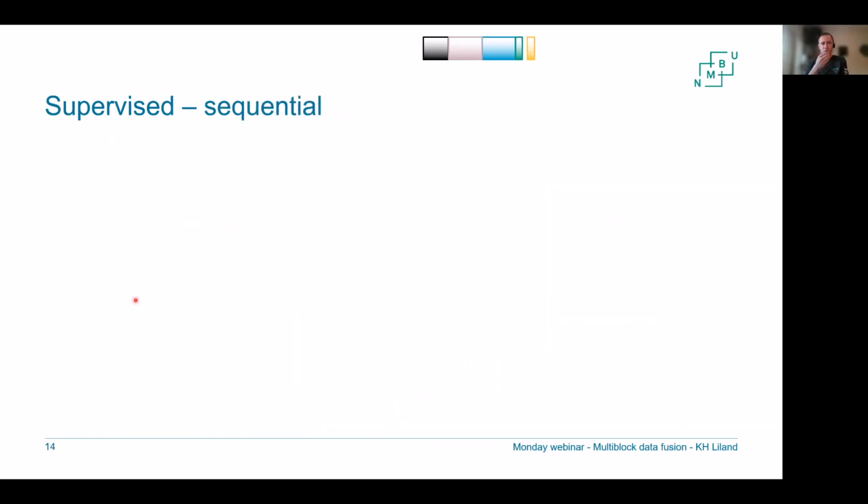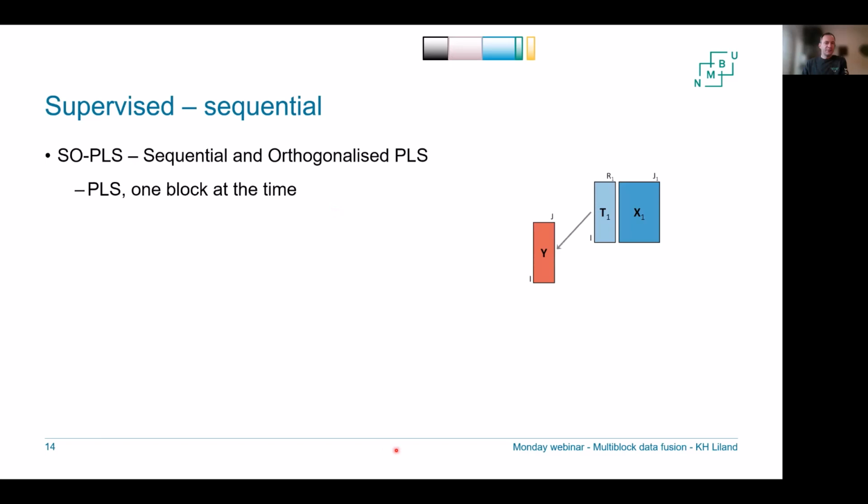Next on the agenda is a sequential version. So now we are not concatenating anymore. We will use the blocks one on one. Still in the sample connection here. And the basic method here is the SOPLS, or sequential and orthogonalized PLS. And the name tells it all.